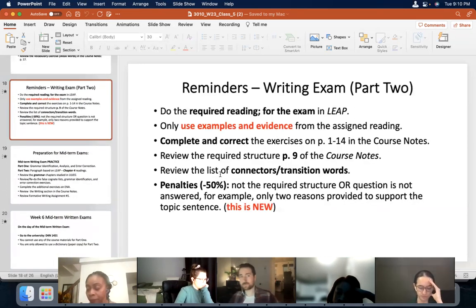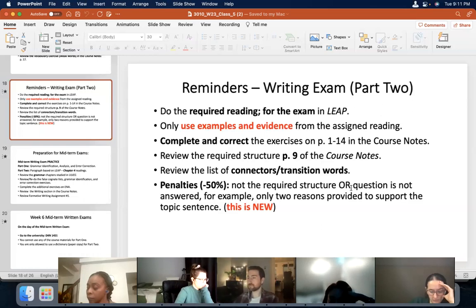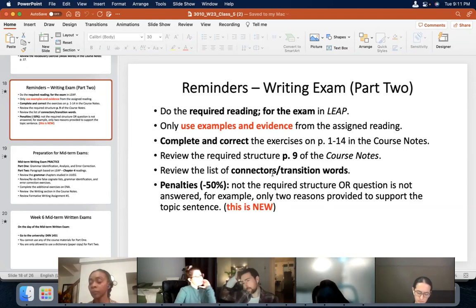Here, and connectors are your but, your so, your and. Look at your penalties. If you do not answer my question for the paragraph, I can take 50% off. And this is new. If you only give me 2 arguments and I ask for 3, I can take 50% off. But for the midterm, you only need to give me 2 arguments. Do you understand that? Okay, it's going to be the final. You need to give me 3 arguments.